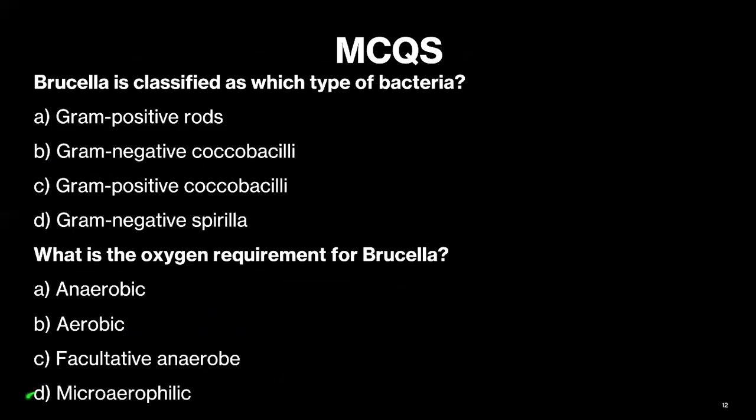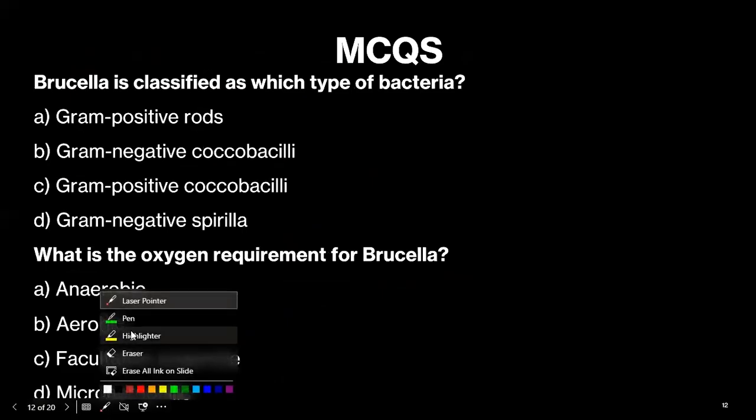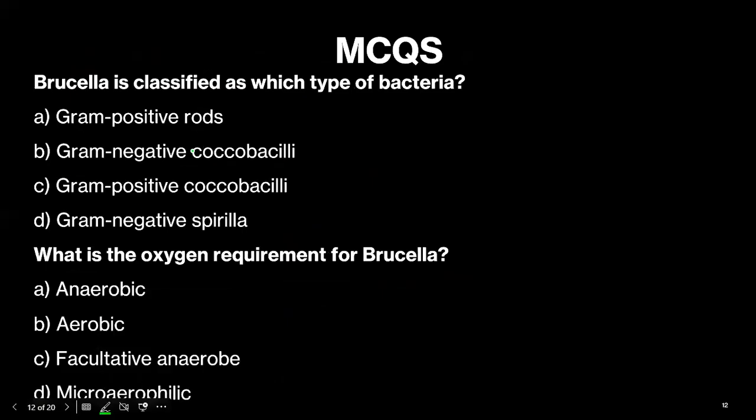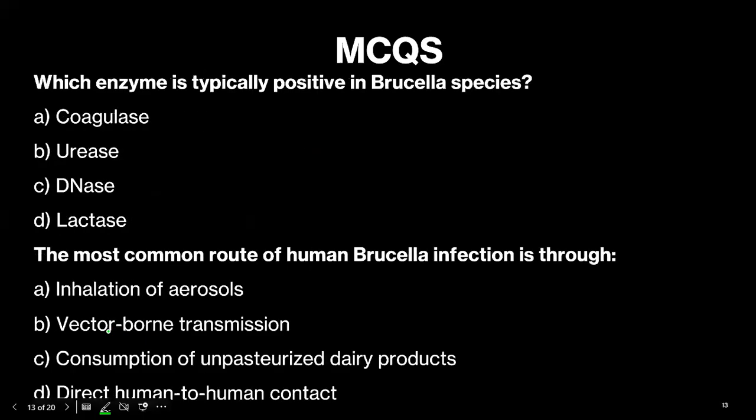Next, Brucella is classified as which type of bacteria? It is gram-negative coccobacilli. What is the oxygen requirement for Brucella? It is aerobic. But in some cases, you can also see certain species of the Brucella that can be facultative, but mostly it is aerobic in nature.